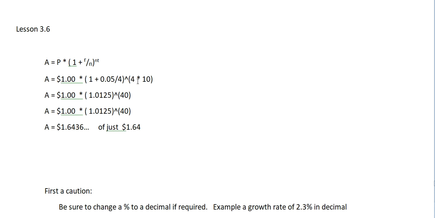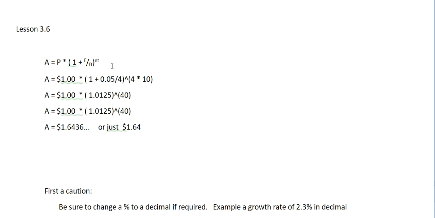Let it sit for 10 years. All right. So 4 times 10 is 40. We're going to compound this 40 times. Here's our 0.05 divided by 4 plus 1, which is 1.0125. We're going to raise that to the 40th power. And that's going to be equal to $1.643, or just $1.64, okay.